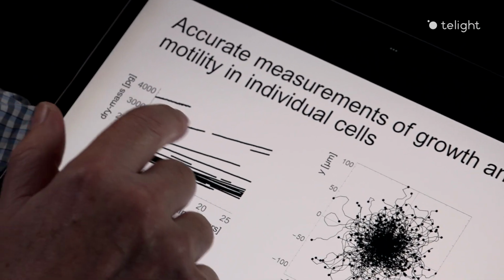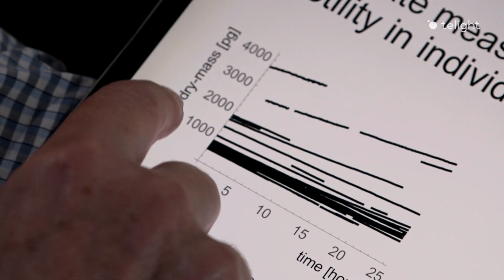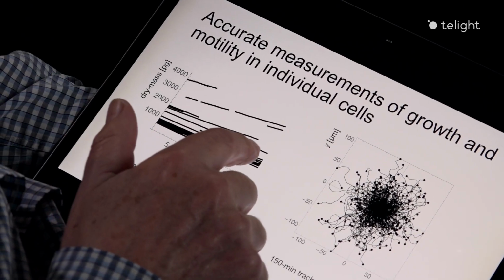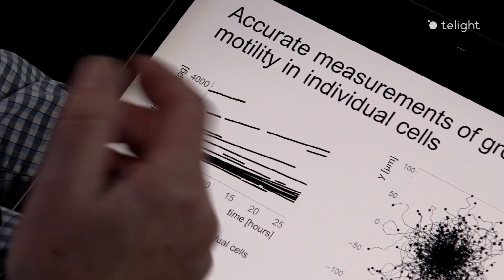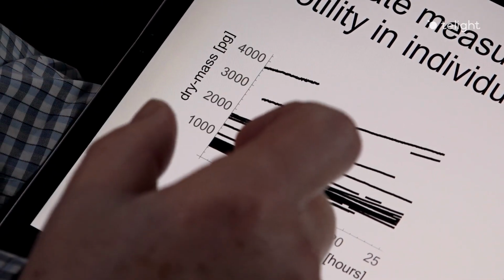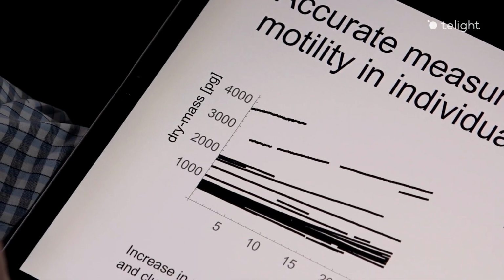In the left-hand side graph, we see the growth curves. So it's the integrated mass in individual cells as they are growing, increasing in mass in time, and from this we can derive how rapidly they grow, even in shorter periods of time, although here we recorded them for 25 hours.